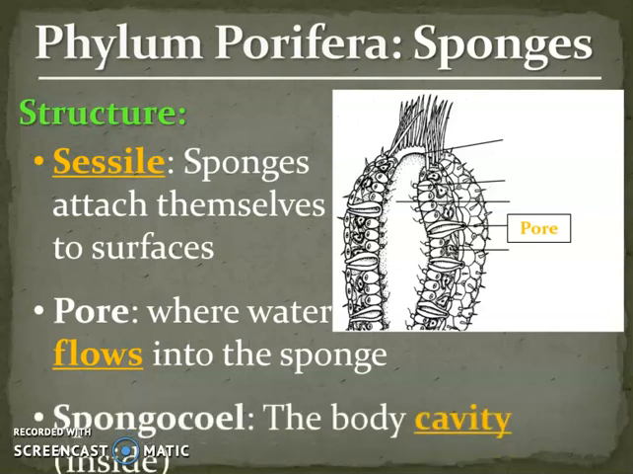Next up, we have the spongiocele. The spongiocele is that hollow body cavity on the inside or in the middle. That spongiocele is where all the water is held after it comes into the pore.